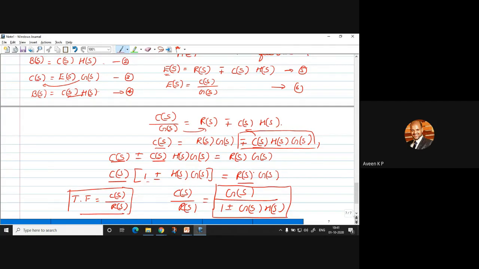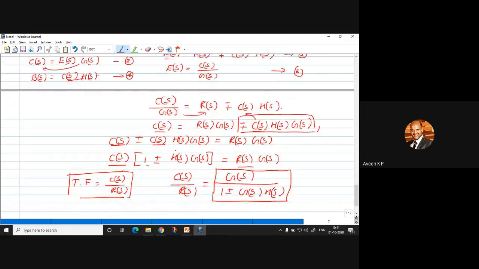And finally, I have taken C of S as a common from the above equations. C of S here and C of S here as common. So here remaining is 1 plus or minus H of S, G of S, and the RHS, R of S, G of S. So we will write in terms of output by input. So in the given system, the output is C of S, input is R of S, and the remaining term is G of S by 1 plus or minus G of S, H of S. So this is to represent a simple closed loop system, or we can also call it canonical form.